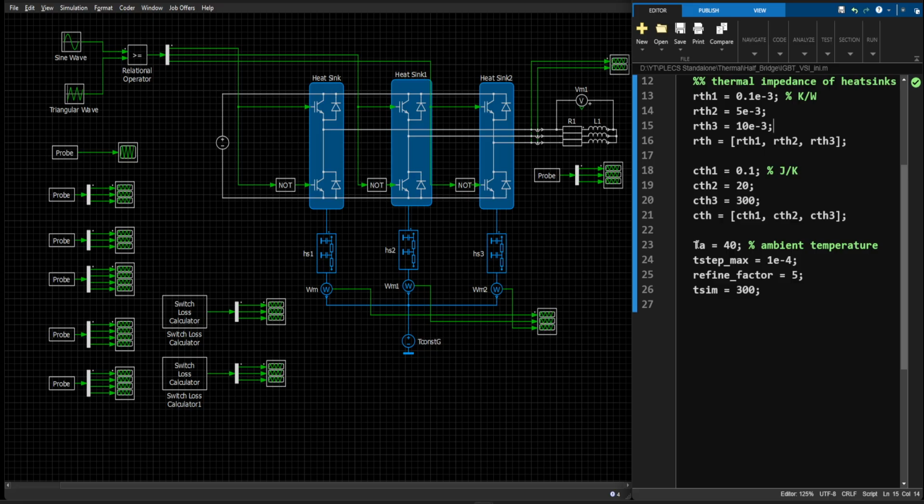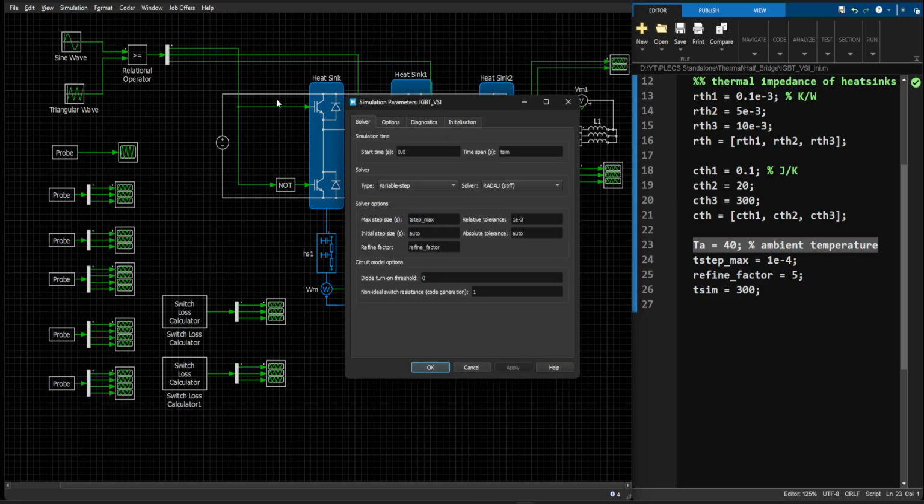This time I consider a more realistic, or I would say it depends on where the converters are installed, ambient temperature of 40 degrees Celsius. Since I want precise simulation results, I have taken the simulation time step to be 10 milliseconds. We can go even more precise, but this is enough for me. And a refine factor for smooth curves I have set to 5. For total simulation time, I take 300 seconds so that we can also observe the thermal stability.